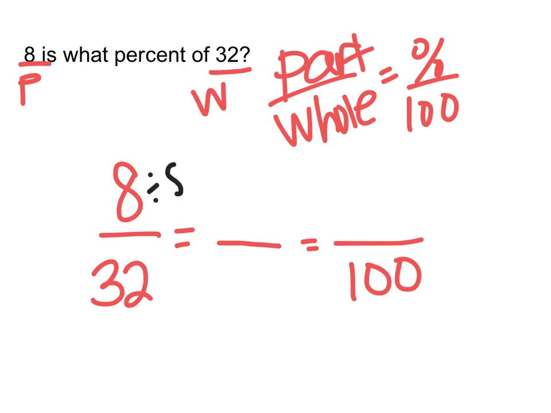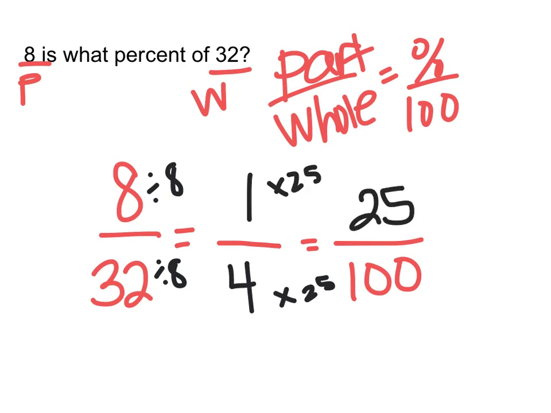So I'm going to divide by 8. 8 divided by 8 is 1. 32 divided by 8 is 4. And then I'm going to multiply by 25. And 1 times 25 is 25. And since 25 is over 100, and we all know that percents are over 100, you all said that with me, right? The answer is 25%.